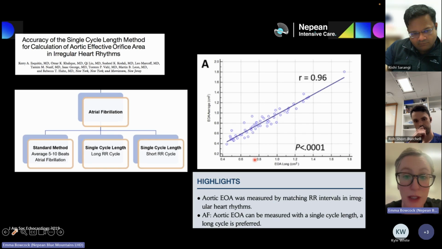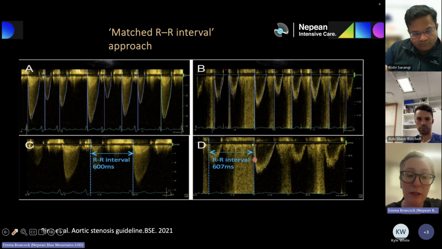And it seems to correlate pretty well to doing the 5. And I like it because it's just much more pragmatic, right? You can just match the R intervals and it works pretty nicely. So that's what I tend to do in AF. Any questions about that?